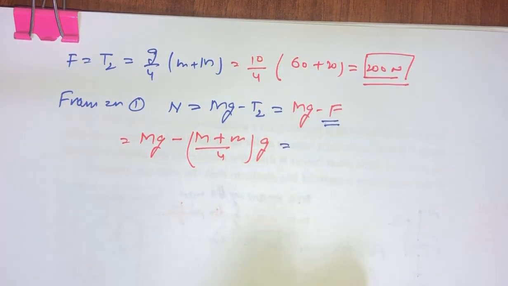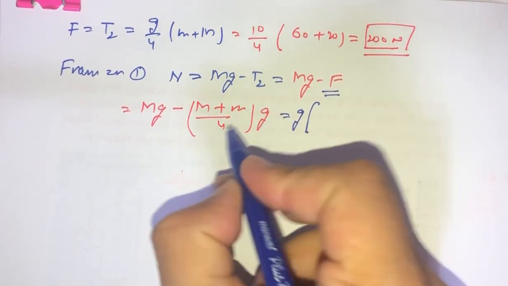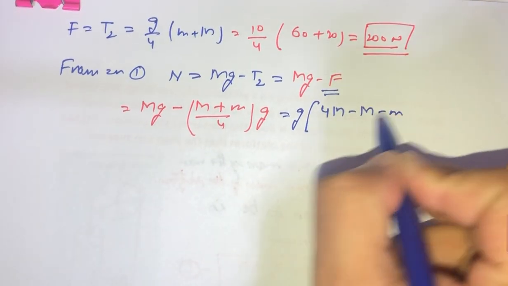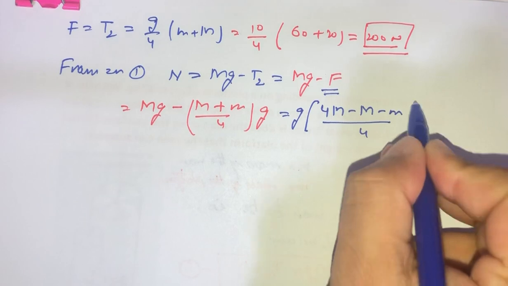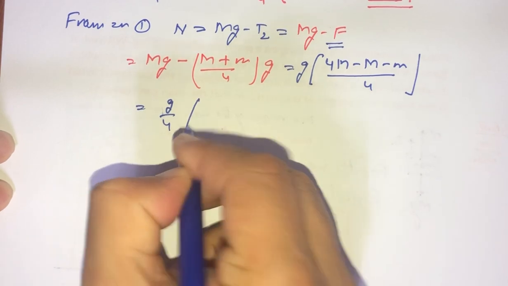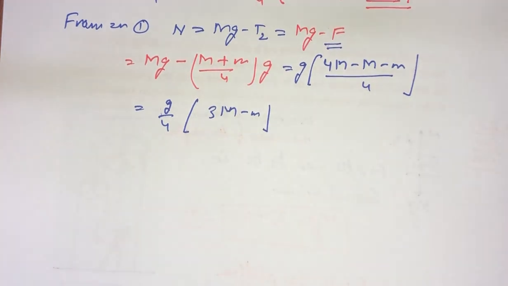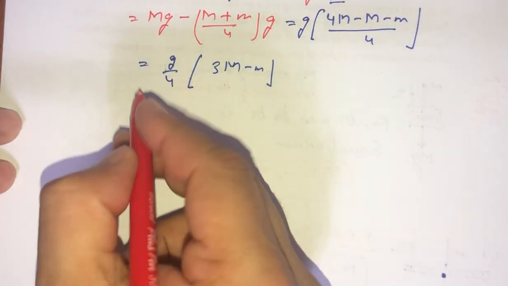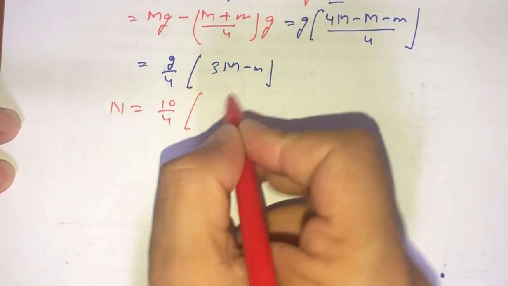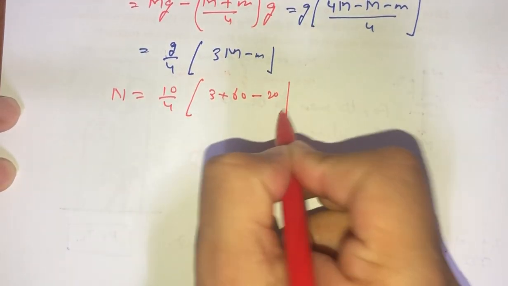If we take the LCM, we can take g as common. This will be 4M minus M and minus small m, divided by 4. So this will be coming as g by 4 times (3M minus small m). Now we substitute the values. We get N as g is 10 over 4, and we have 3 into 60 minus 20.